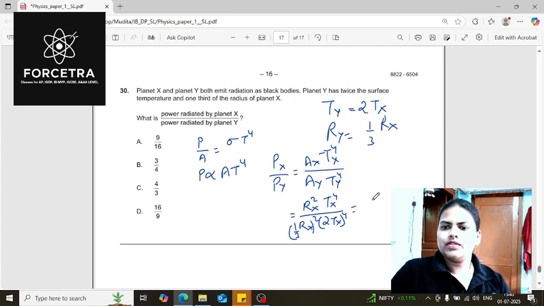So let's solve this. It would be Rx square Tx power 4, which would be cancelled in the denominator. So it would be 9, because 3 square, 1 upon 3 square is 1 upon 9, and that 9 would come in the numerator, divided by 2 power 4, which is 16. So it would be 9 upon 16. A is the correct option.